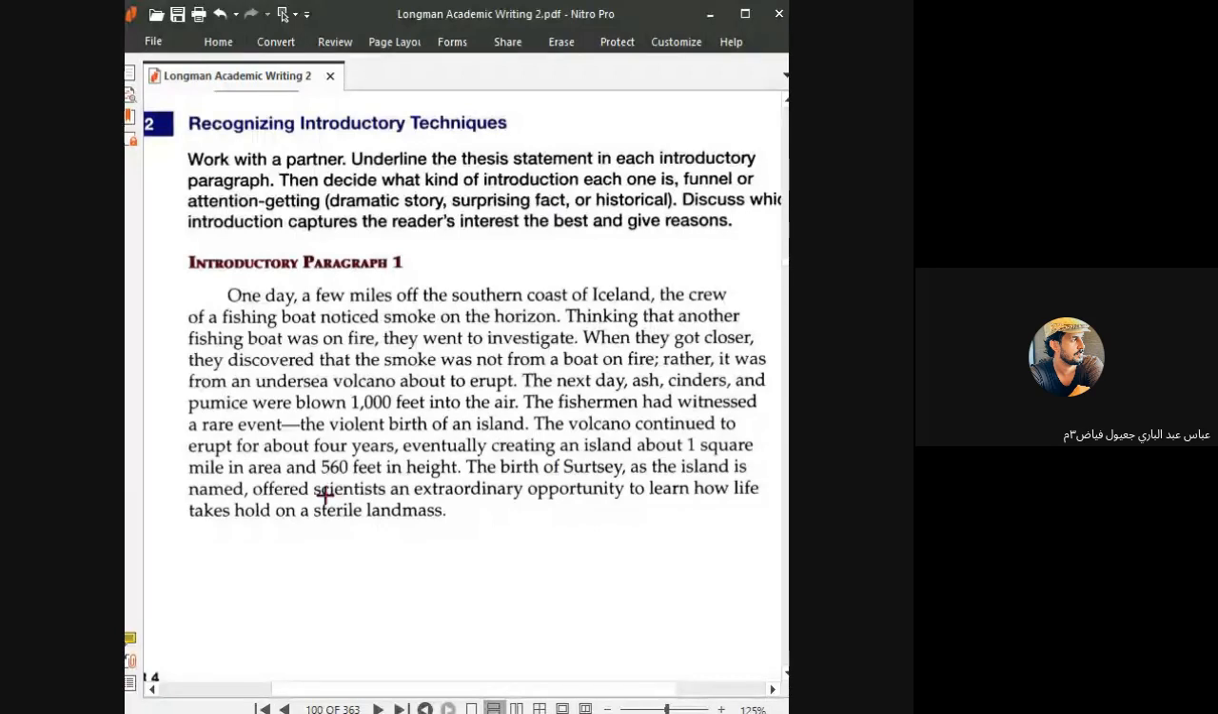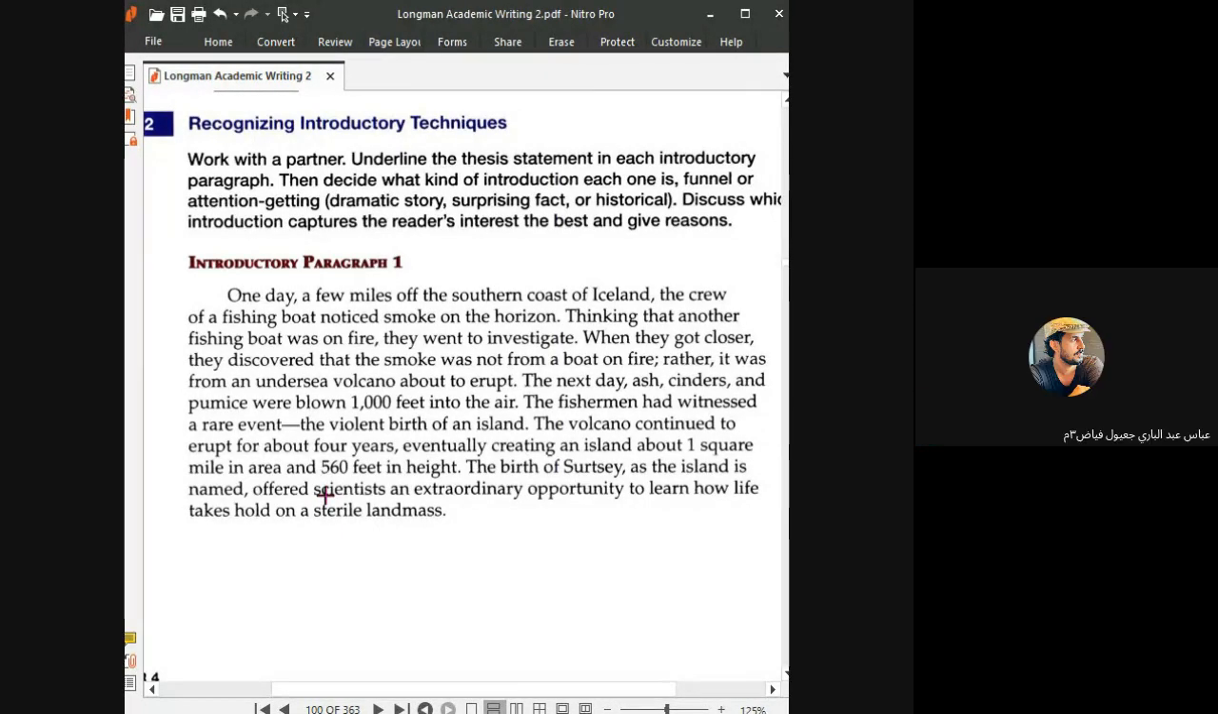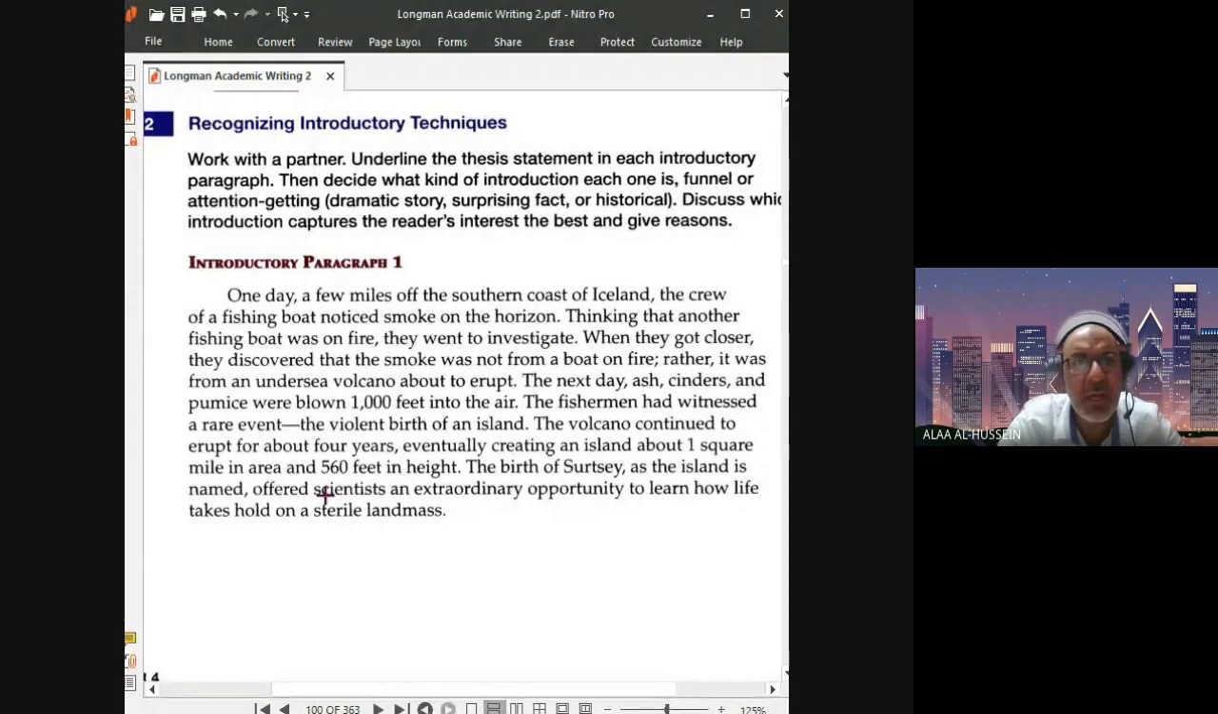It's attention getting and introduction, sorry. Yes, because it's about a story and it makes the reader so excited. It contains an attention getting introduction, like dramatic stories, surprising facts, and historical background. No, this specifically, I want you to answer me specifically what type it is. It's attention getting. So why attention getting? Because it tells us a story. Okay, tells us a story.